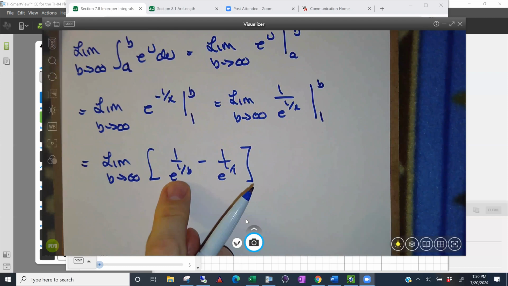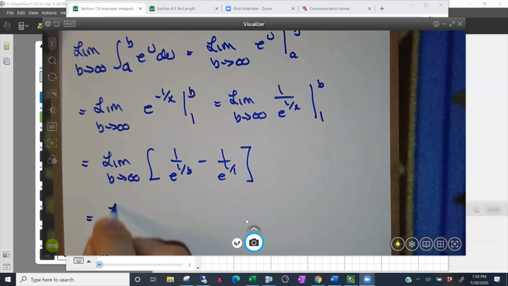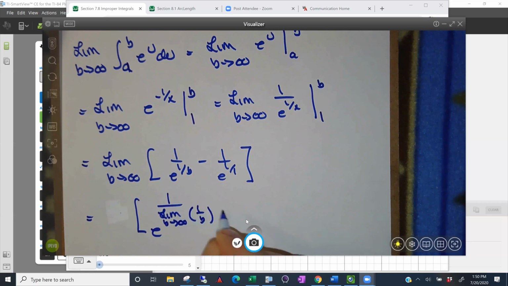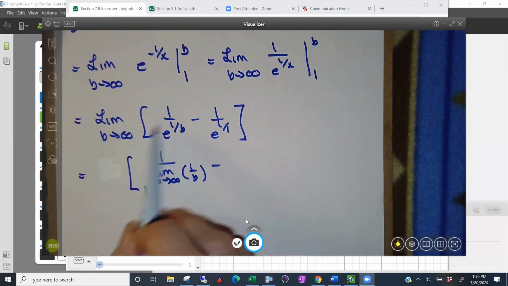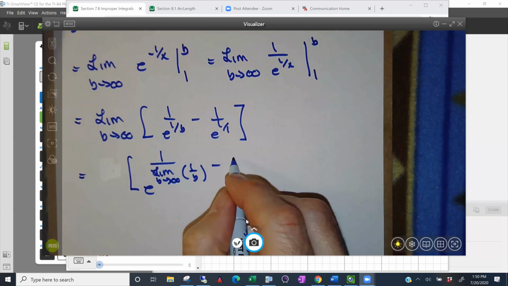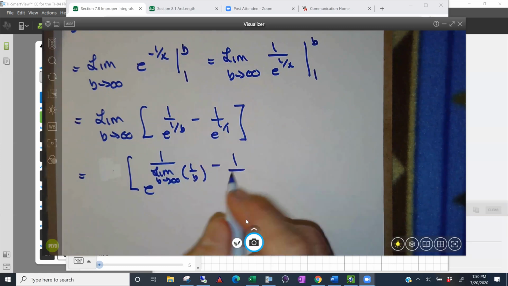So what's this limit going to be? Well, we can kind of drill down in this limit a little bit and really focus on the limit here. So let me forget about it here. It's going to be 1 over e to the limit as b approaches infinity of 1 over b. And that's really what's going on. Let's just zoom into here. Minus 1 over e to the first power is just e.